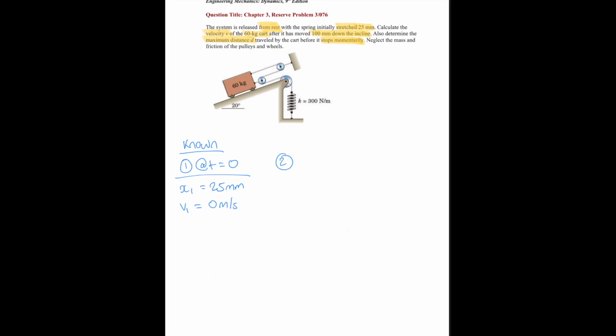Now step 2, at d2, we've got d2 is 100 millimeters, the cart moving down the incline, and we're trying to find what v2 is. And then step 3, at v3 is equal to 0, when the cart stops, we know that v3 is 0 meters per second, and we want to know what d3 is, how far it went down the incline.